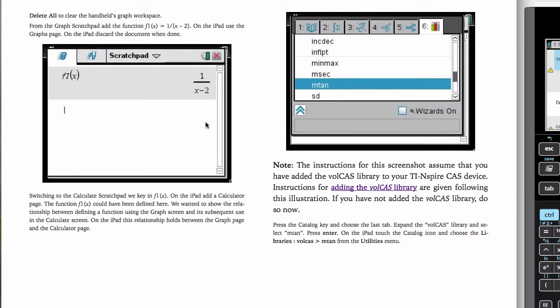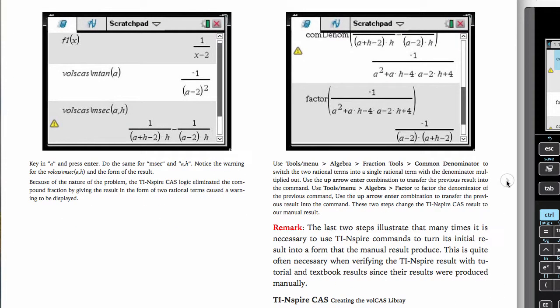And so we bring back this function on our calculation Scratchpad by typing in F1, and it says it's in here. We added some functions to our library. So our library will let us find the slope of a tangent line, the slope of a secant line, minimums and maximums, things called inflection points, increase and decrease, and second derivative, and all kinds of things that we added to our library. Let's turn to the next page.